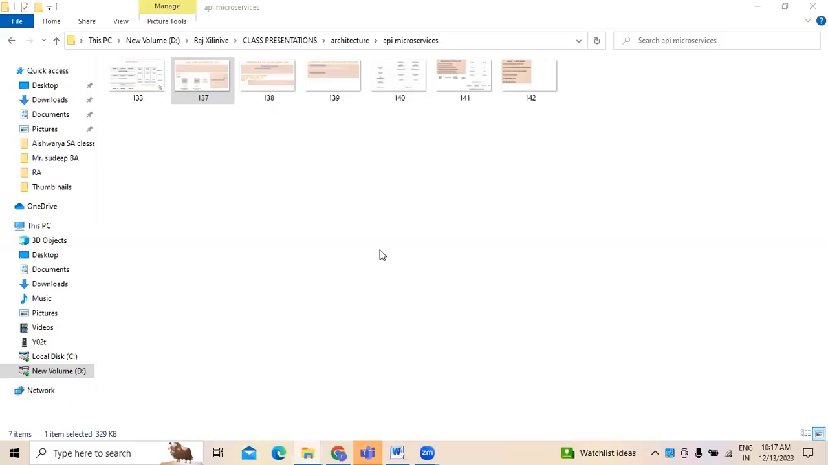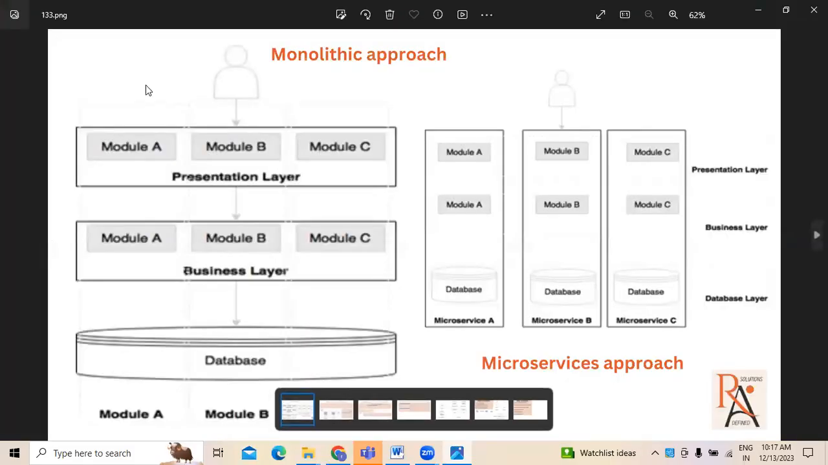Right. So yesterday I gave you an agenda, right? What exactly are we going to cover in reference to API, microservices, all that. At the same time, I showed you the difference, on a high level, between the monolithic approach and the microservices approach.